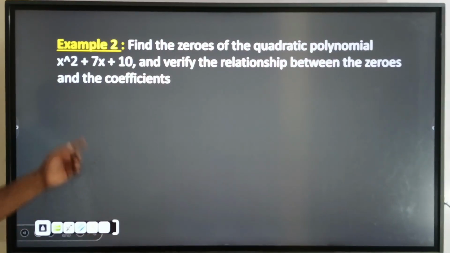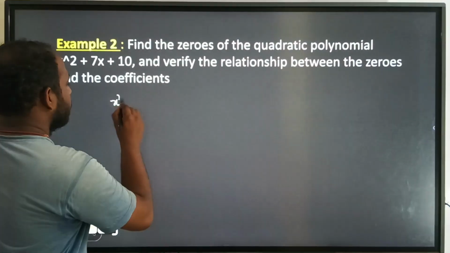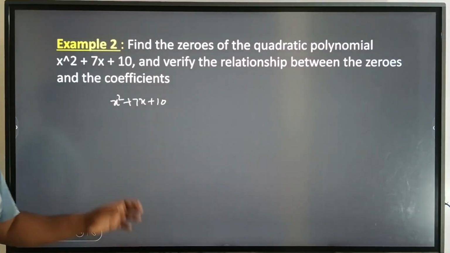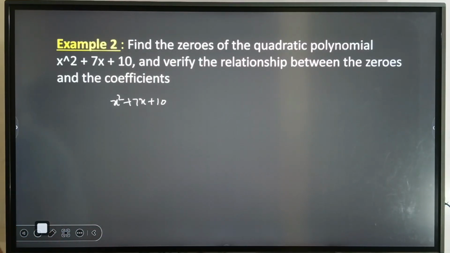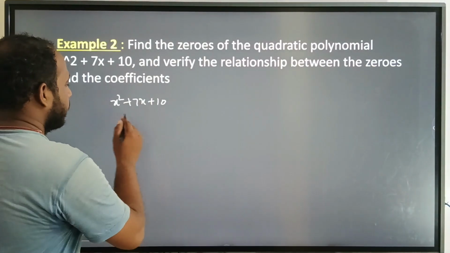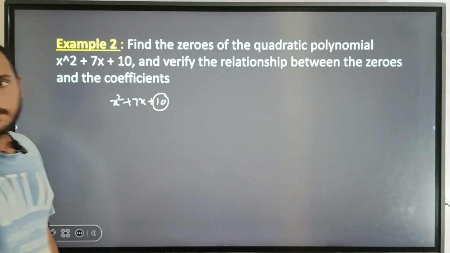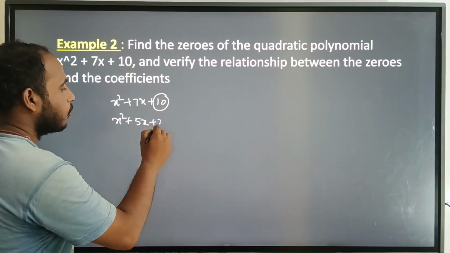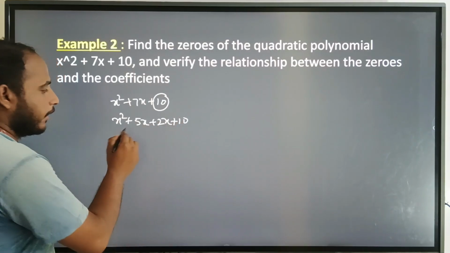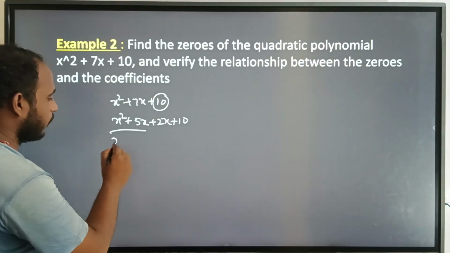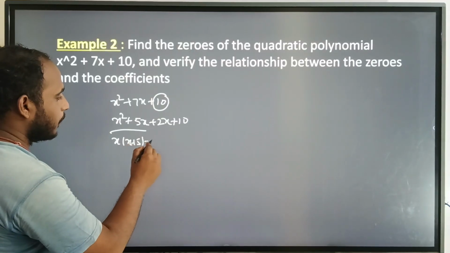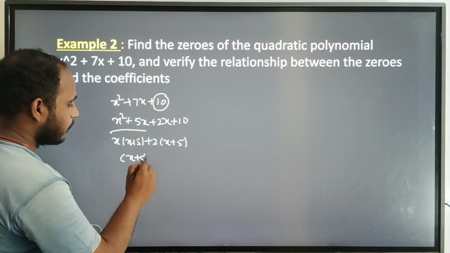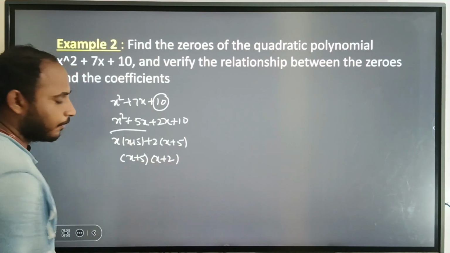Find the zeros of the quadratic polynomial x square plus 7x plus 10 and verify the relationship between zeros and the coefficients. Here, the factors of 10 are 2 into 5. Therefore, 7x can be split into 5x plus 2x. Now, we take x common from these two terms, we get x into x plus 5. And 2 from these two terms, we get 2 into x plus 5. And x plus 5 common from these two terms, we get x plus 5 into x plus 2.